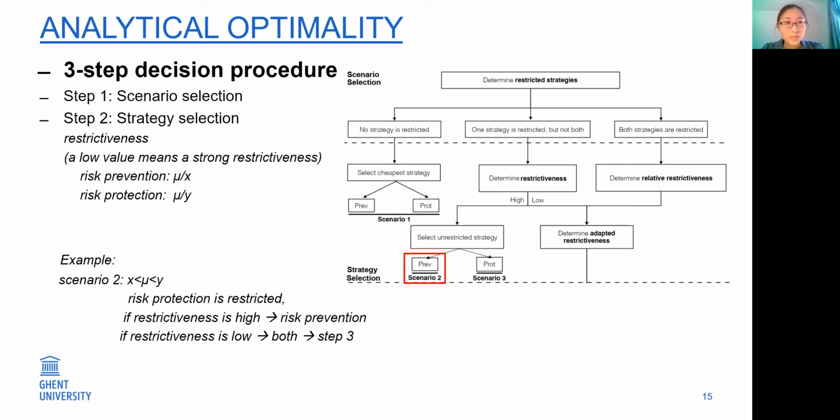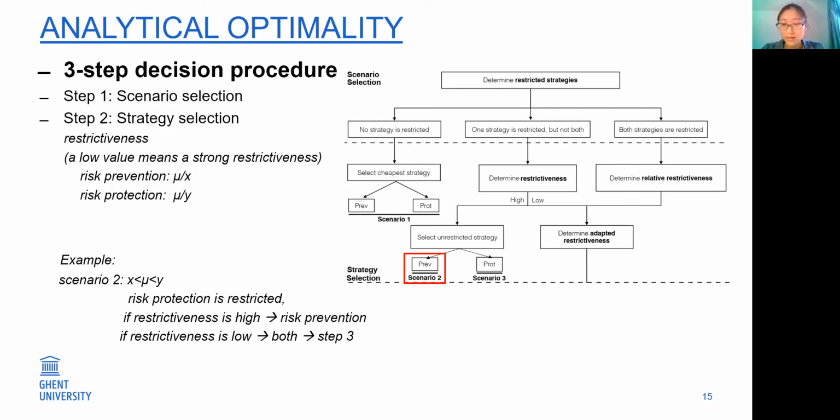As you can see here, we give an example. If in scenario 2, the risk protection is required, then we go to the second step, which determines the restrictiveness of the risk protection. If the restrictiveness of risk protection is high, we will prefer to select the risk prevention, which is the unrestricted strategy. And if the restrictiveness of risk protection is low, we will go to the right direction, which is to select both risk prevention and risk protection.